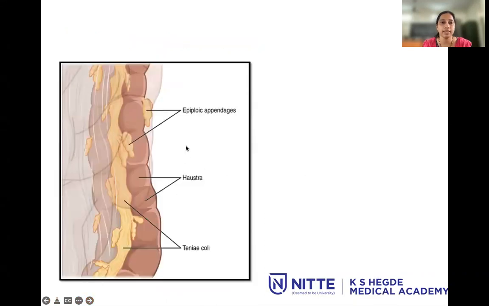Here you can see the large intestine, which has appendices epiploicae, which are fatty segments attached to the serosa, haustrations, which are pouch-like structures in the colon that help in peristalsis, whereas longitudinal grooves of smooth muscles are called taenia coli. So these are the three features which help in differentiating large bowel from small bowel.